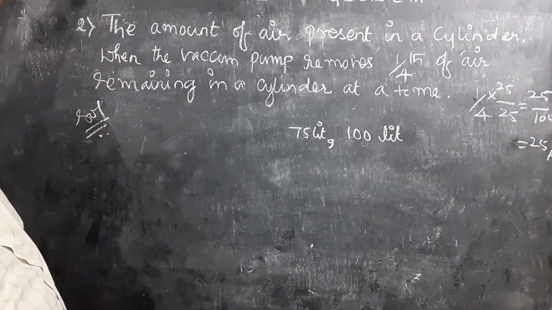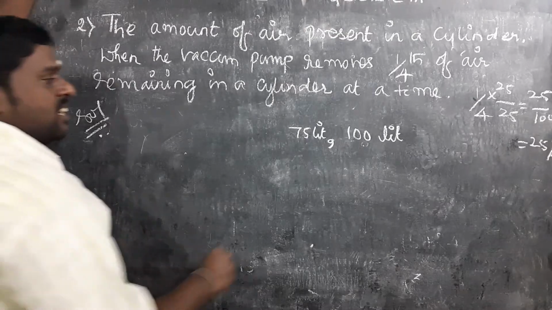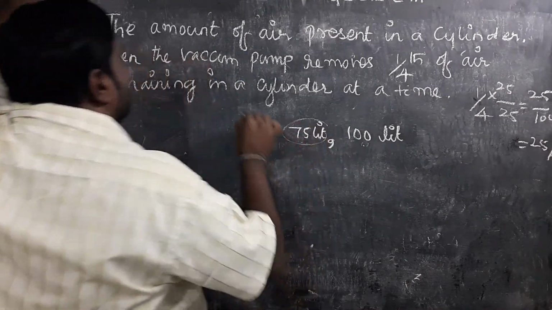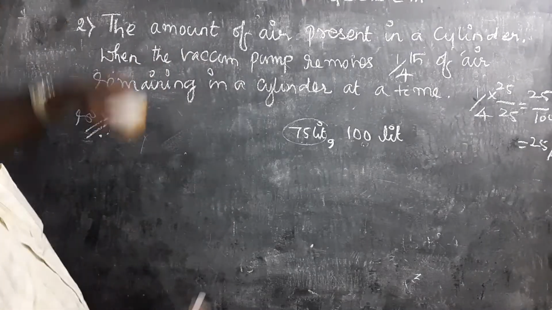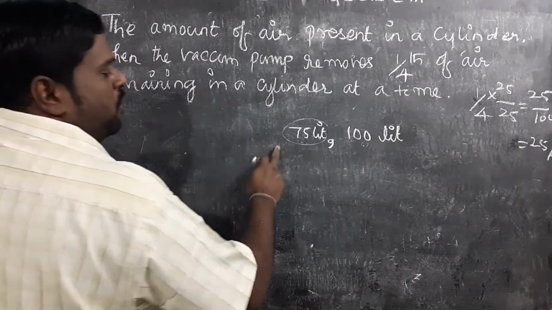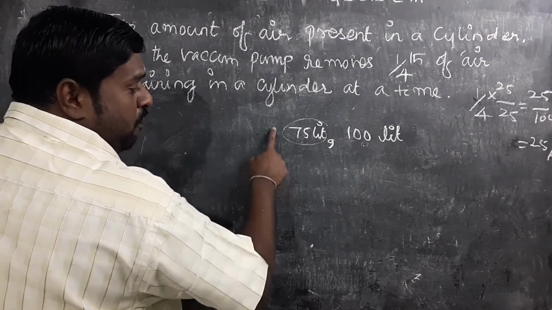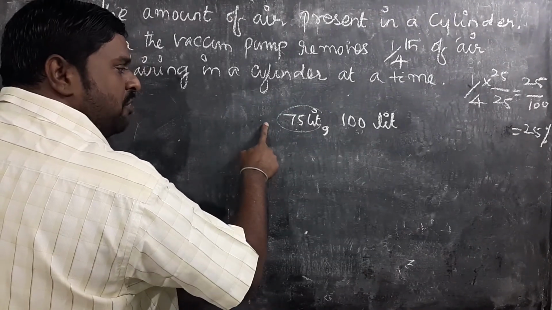You are removing 25%. Next, this is the remainder. From this remainder, once again, you are using the vacuum pump and removing 1 divided by 4. So this 1 divided by 4, I can write as 25%.